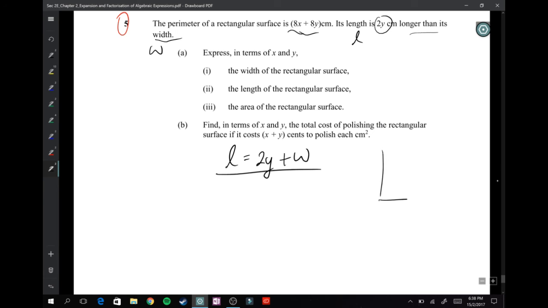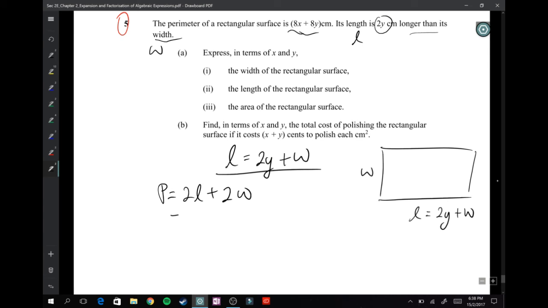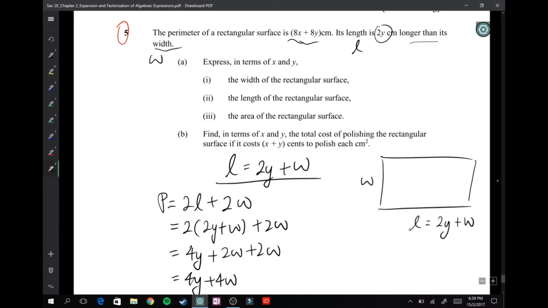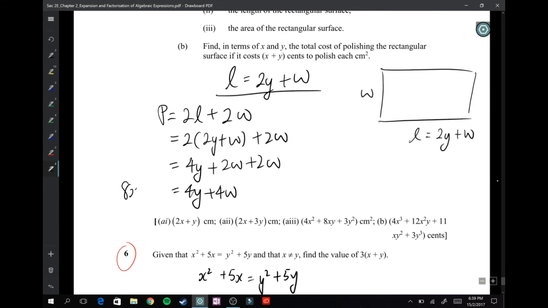That means you have the length and the width, and the length we know is 2y plus W, and the perimeter is 2L plus 2W, right? This is actually 2 times (2y plus W) plus 2W, and you get 4y plus 2W plus 2W. You get 4y plus 4W. And they say the perimeter is given by 8x plus 8y. So 8x plus 8y equals 4y plus 4W.